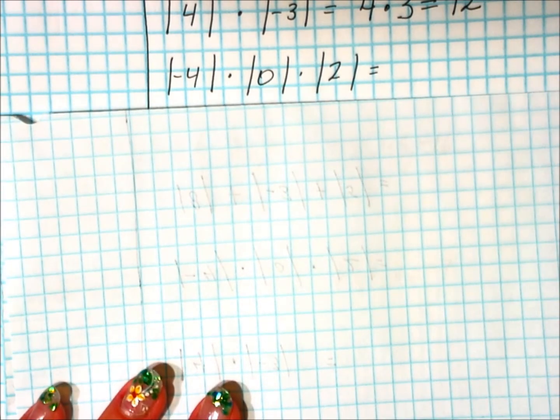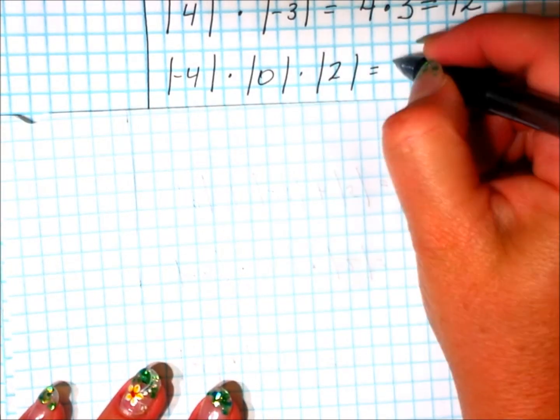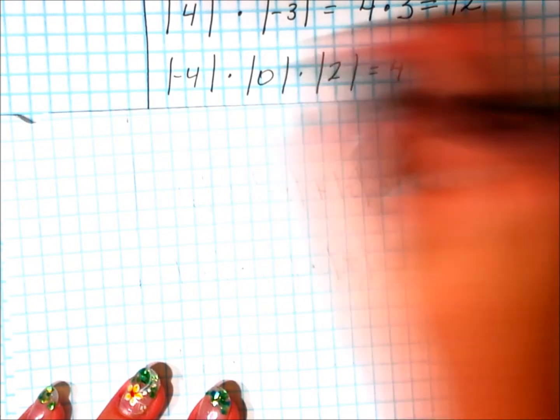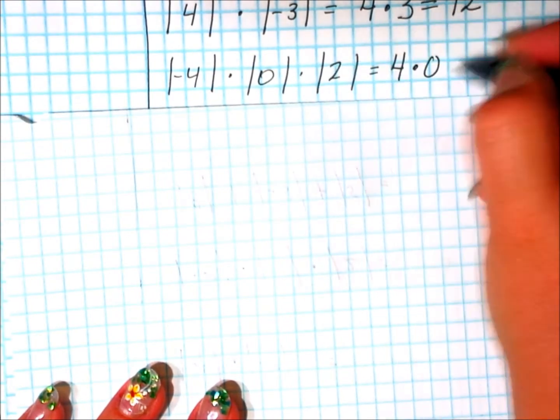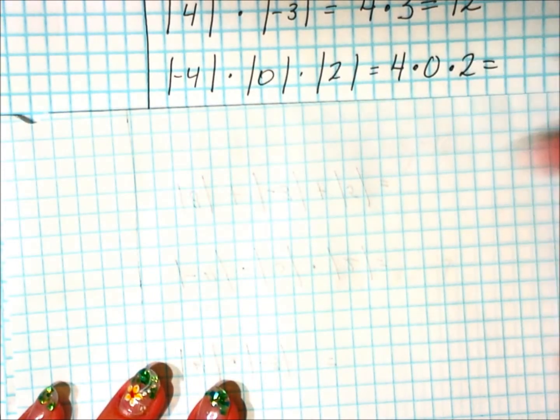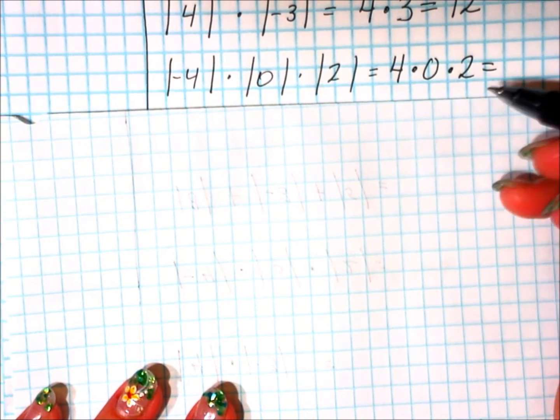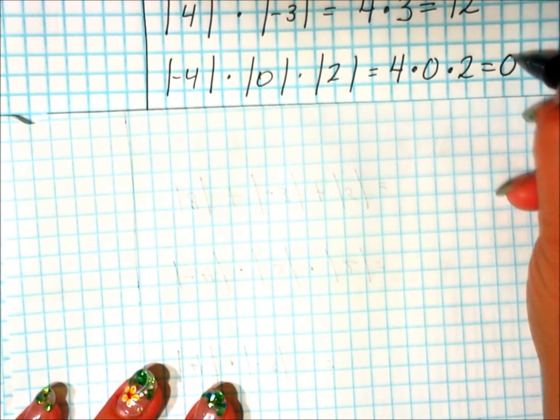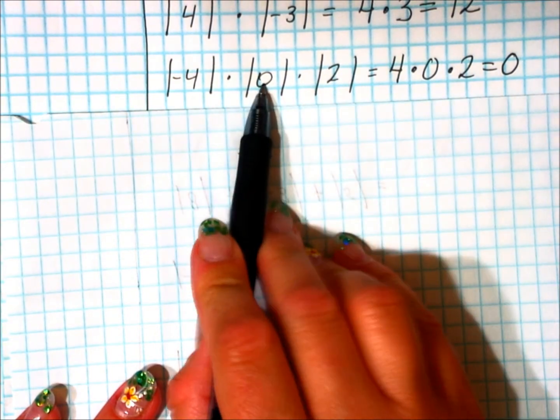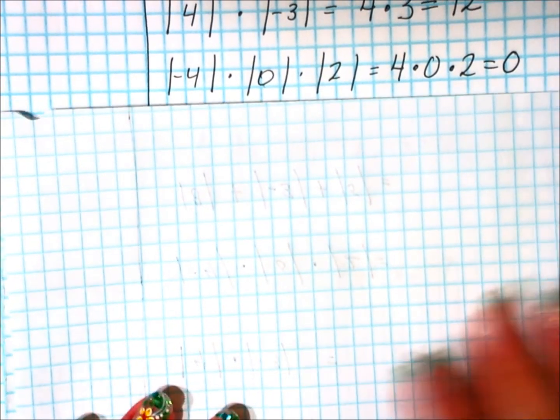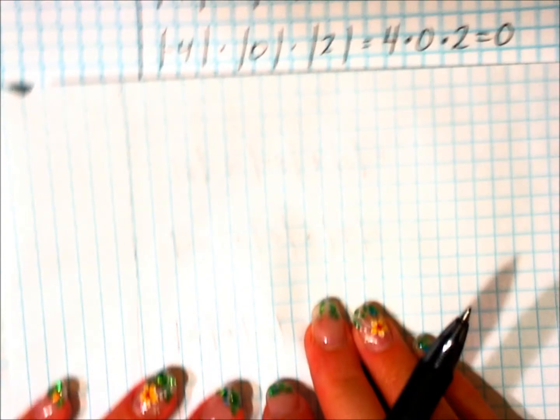Okay. So here we have -4. That would be 4. Absolute value of 0 would be 0. Absolute value of 2 would be 2. Anything times 0 is going to be 0. If you saw that back here, you might have been able to go to the answer faster.